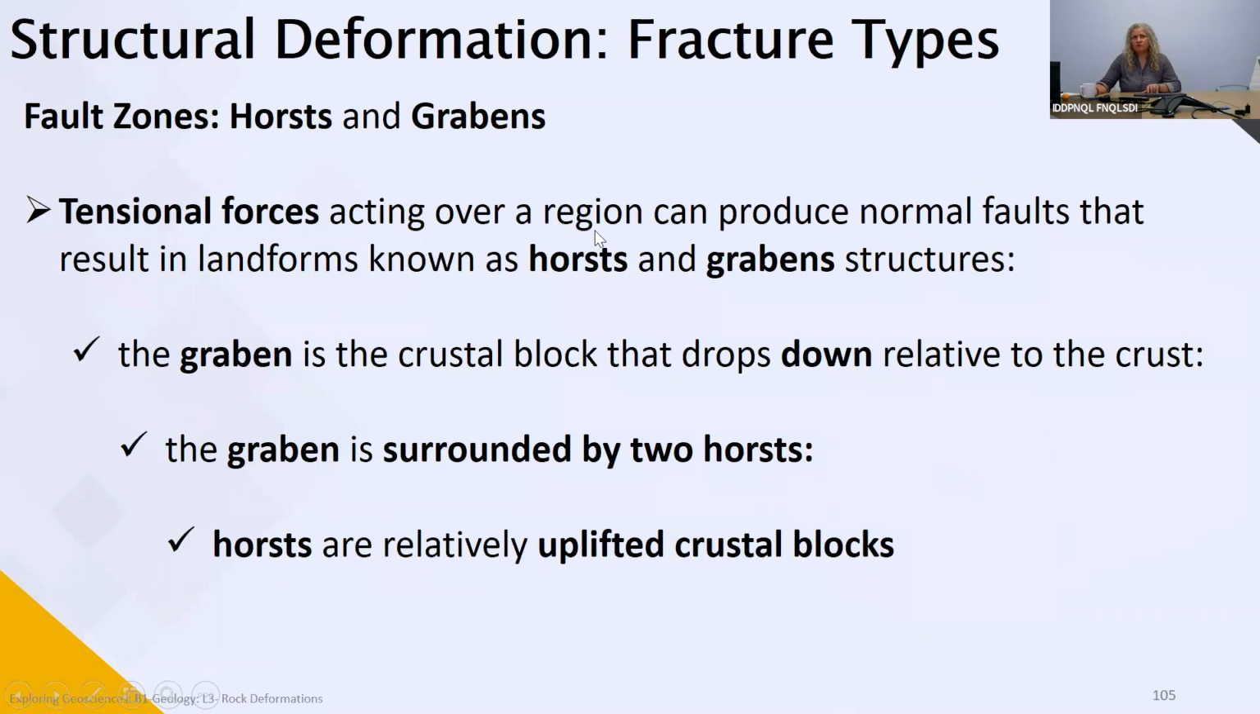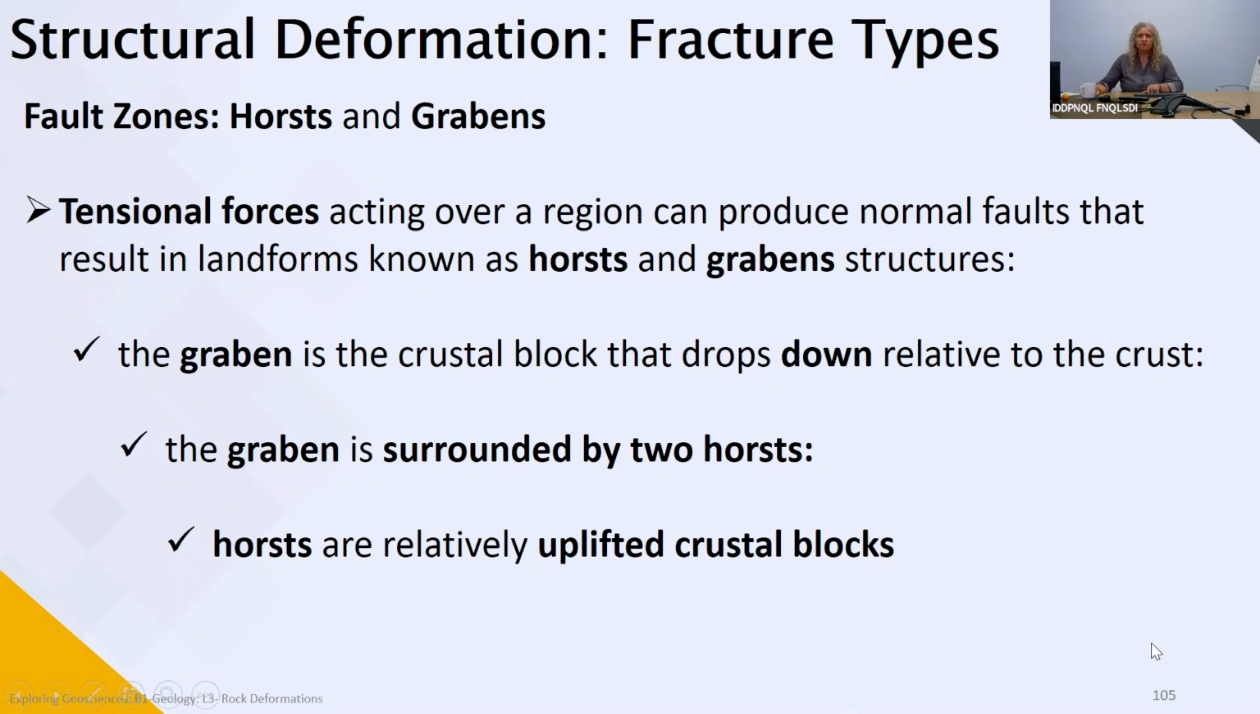When we have a group of faults, we have different types of groups of faults that we call fault zones. One that is well known is the horsts and grabens. They are the result of tensional forces which act over a region and can produce normal faults that result in landforms known as horsts and grabens.